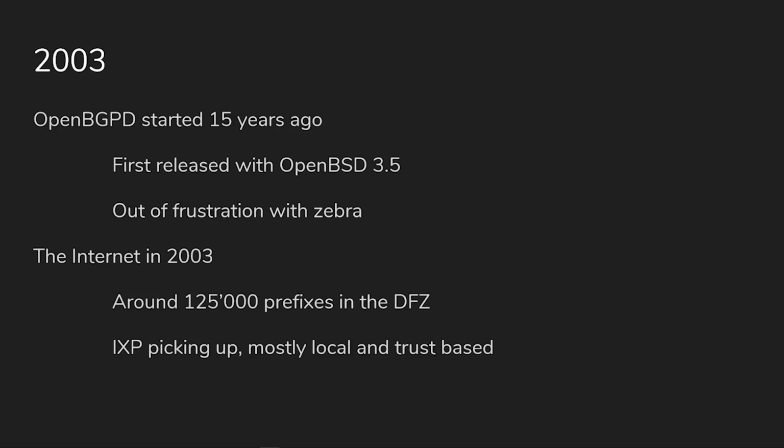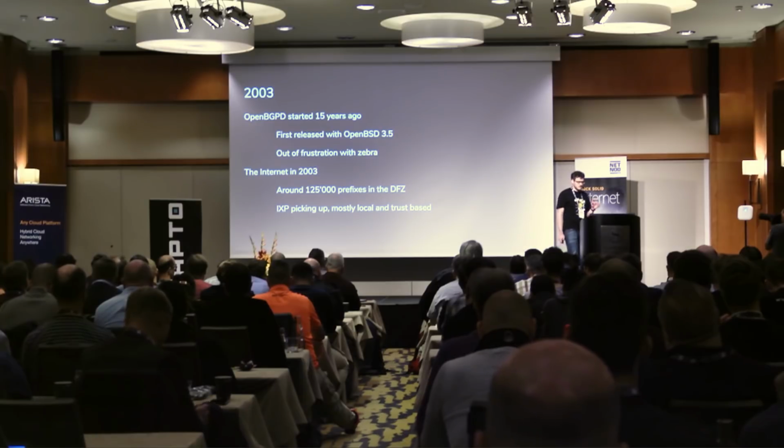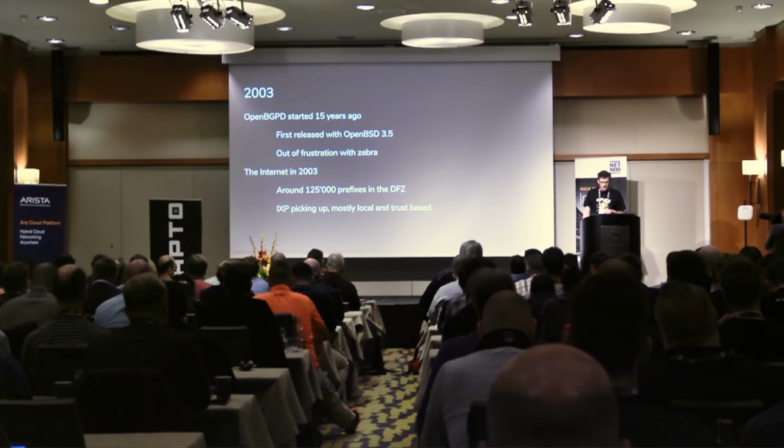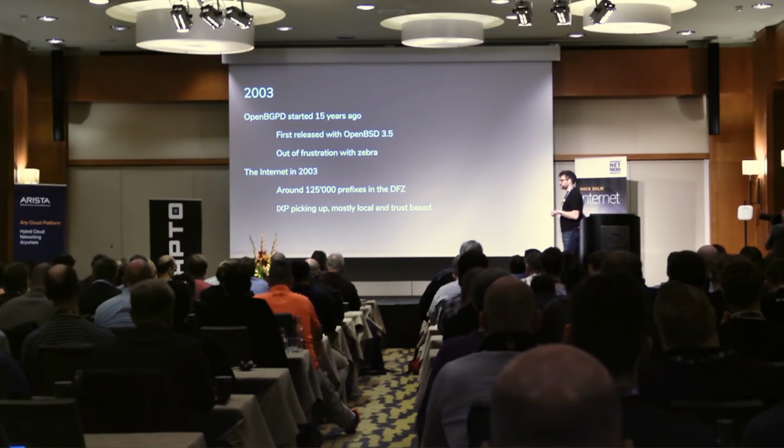Maybe also for people to remember 2003, the internet was a lot smaller. We had just reached around 125,000 prefixes. The first CAM tables were starting to run out of prefixes and people were starting to freak out. At that time, I think internet exchange points started to really grow. They were popping up a little bit everywhere. And it was mostly trust-based. Everybody was trusting each other to do the right thing in the internet. So it was fun times.